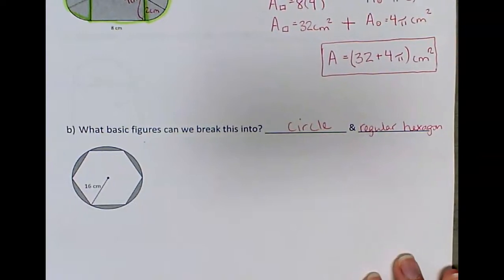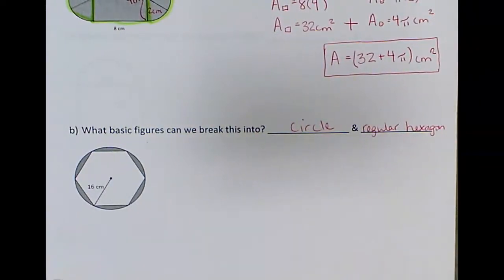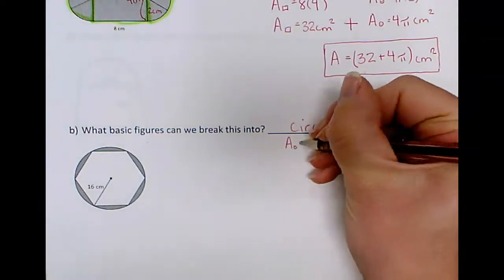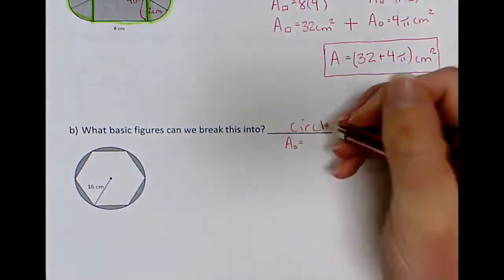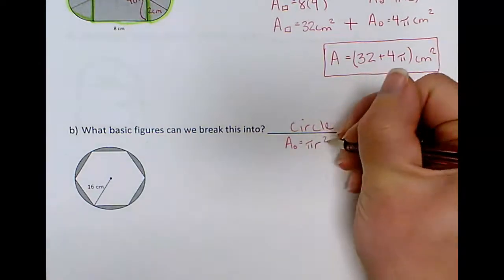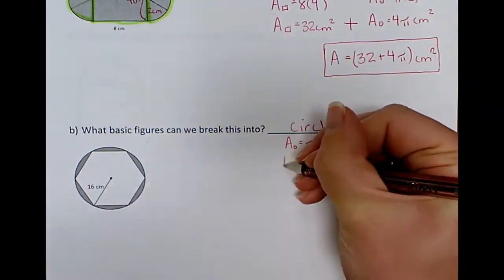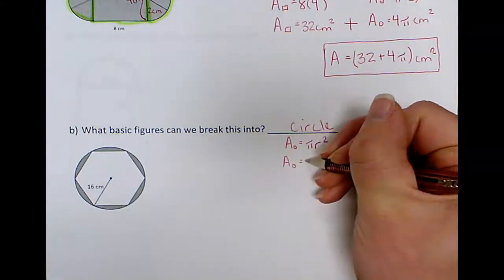So let's talk about the formulas for the area of a circle and the area of a regular hexagon. A circle's area, as listed in the previous problem, is pi r squared. And here the radius of the circle is 16 centimeters. So I can go ahead and find the area of my circle.